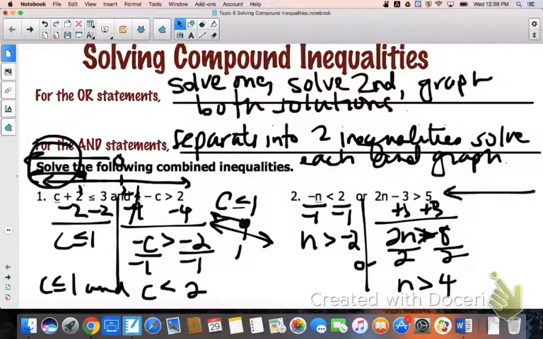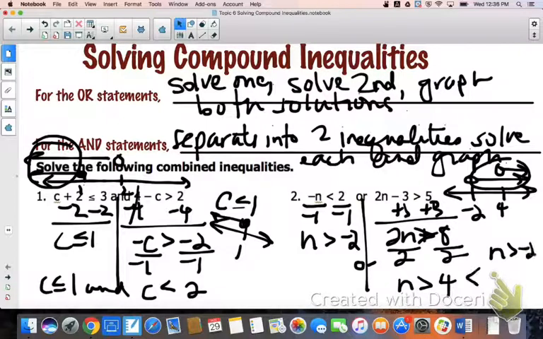So again, this is kind of the double one. You have negative 2, looks like this. Greater than 4 looks like this. This is an or statement. So if you remember from topic 5, that means we have all of it. So our answer would be n is greater than negative 2. And it looks like that. Okay. Next page.